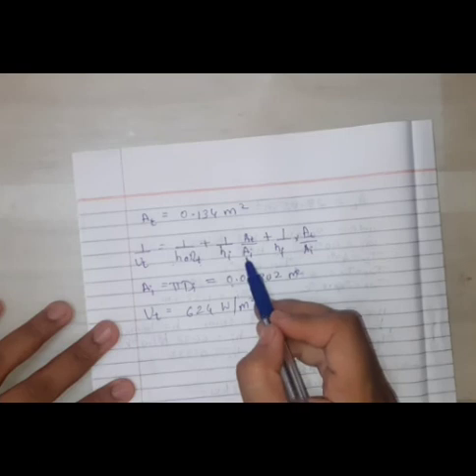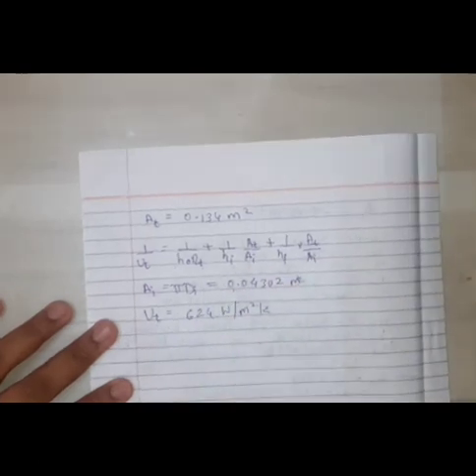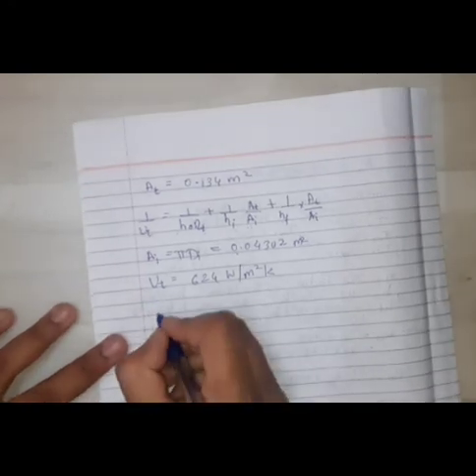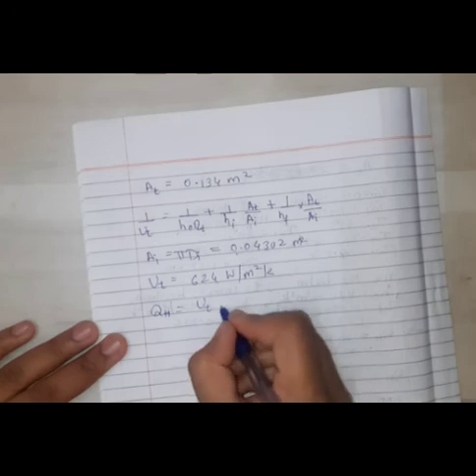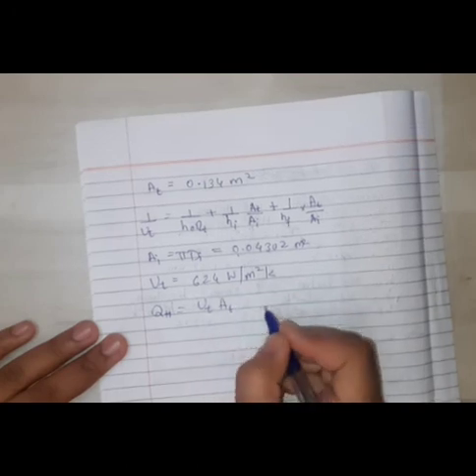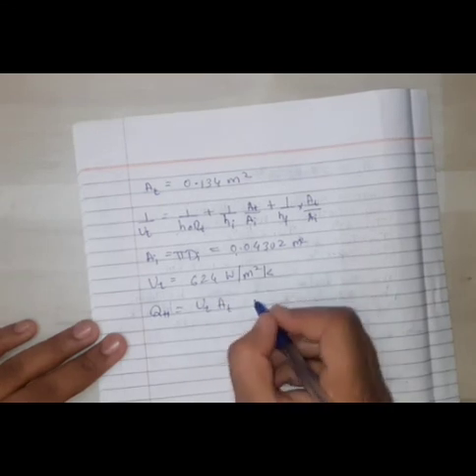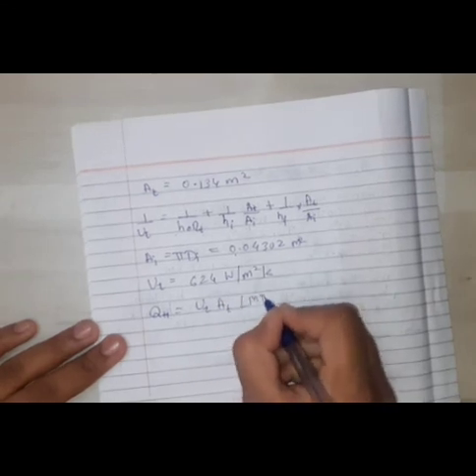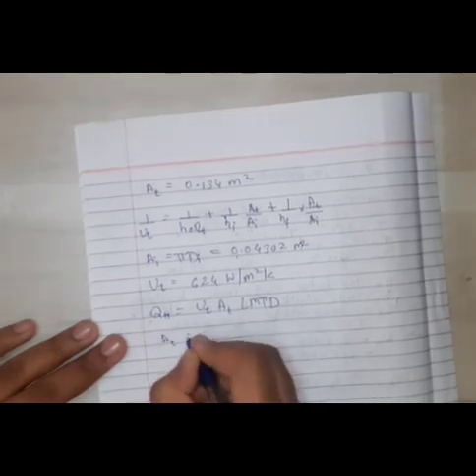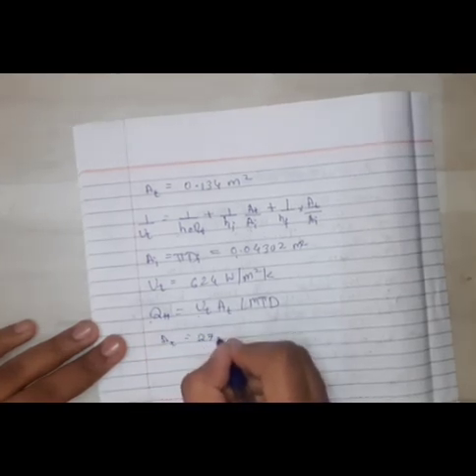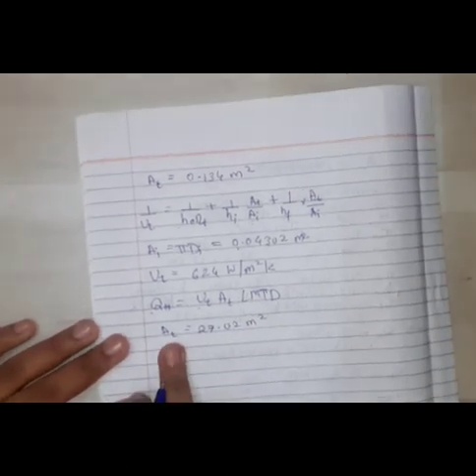As both these values are per meter length, they will cancel and we will get the whole value of UT. Now from QH, our formula is UT into AT, the total area, which is not per meter length, into LMTD. LMTD we have found, UT is now known to us, QH is known to us, so we can find the total area as 27.02 meter square. This is the total area.